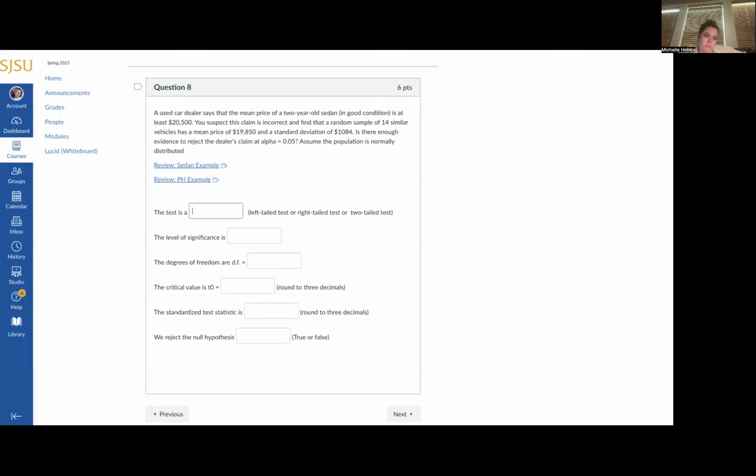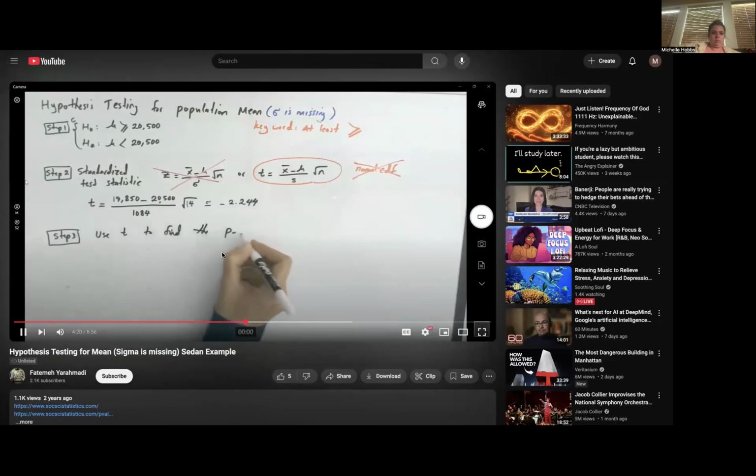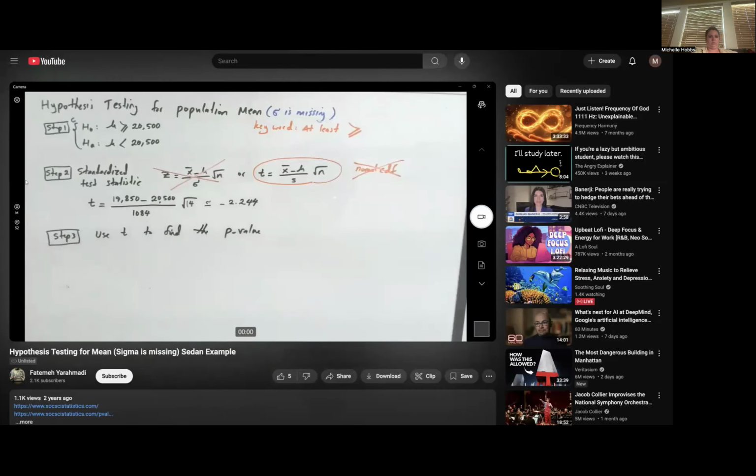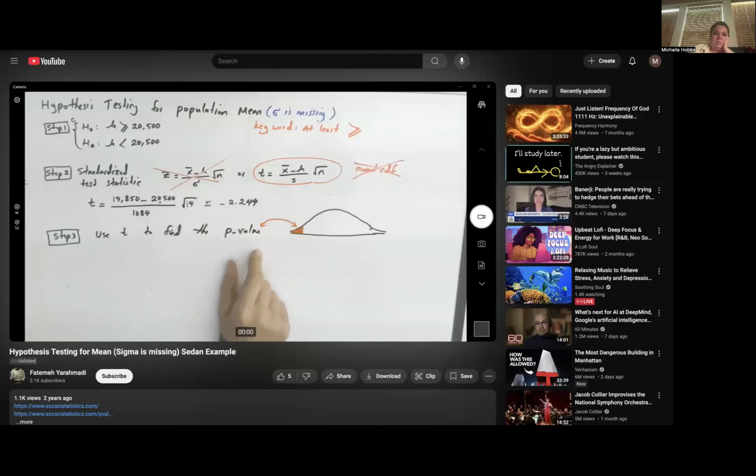We're using T to find a p-value. Step 3: use T to find the p-value. What's the p-value? It's the area to the left-hand side of your T. Remember that it's a left-hand graph, because your alternative hypothesis is less than. So we want to know what this area is, the p-value to the left side of negative 2.244.